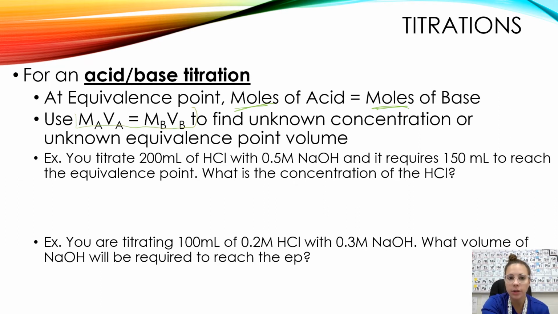It's the same as the one before, except instead of doing 1 and 2, I used A and B for acid and base. So we can either find an unknown concentration or the equivalence point volume if we don't know it. We always are going to know 3 of the 4 variables, and we can calculate the 4th. So I'm going to do an example of both.